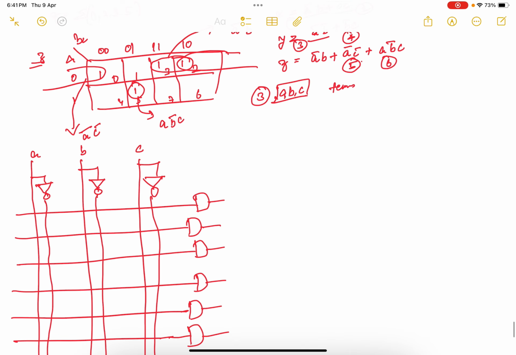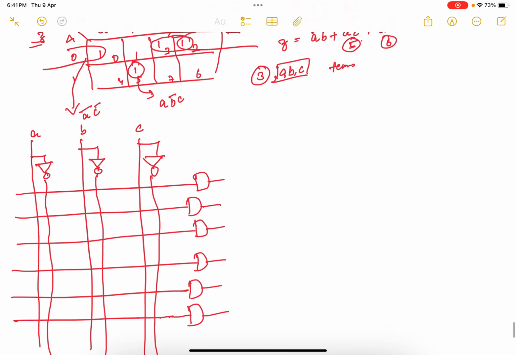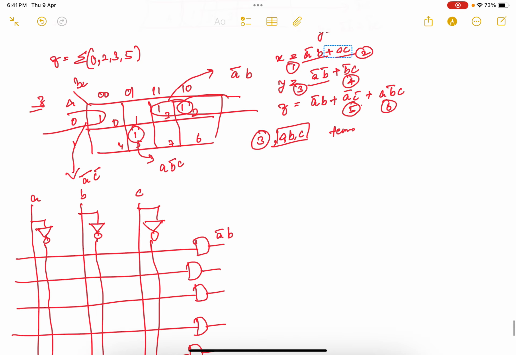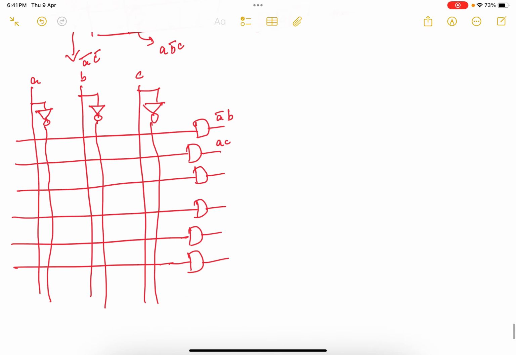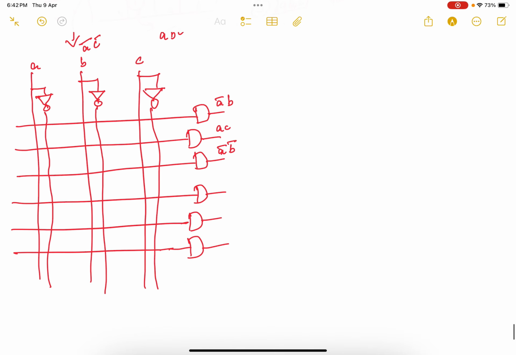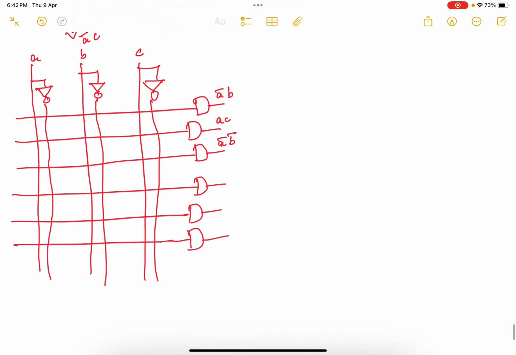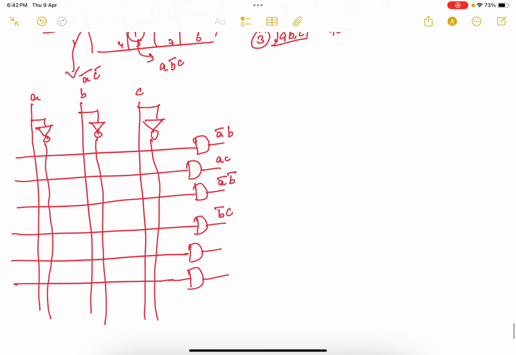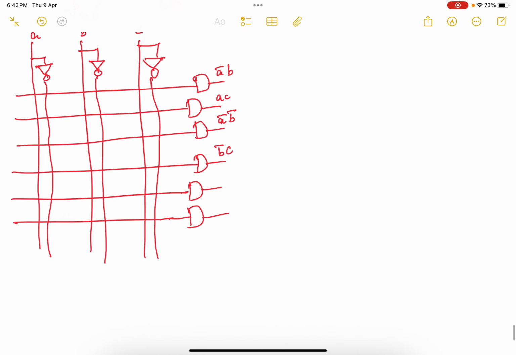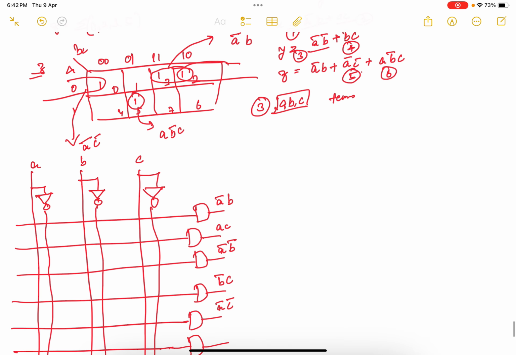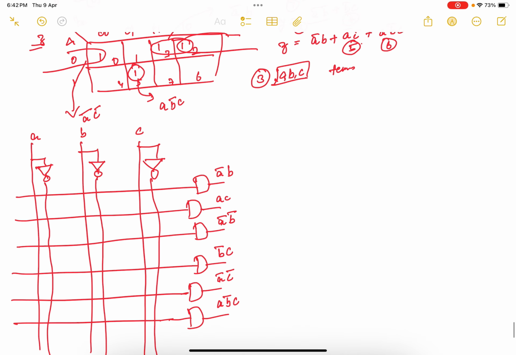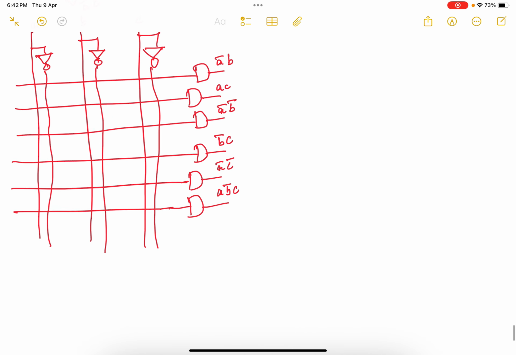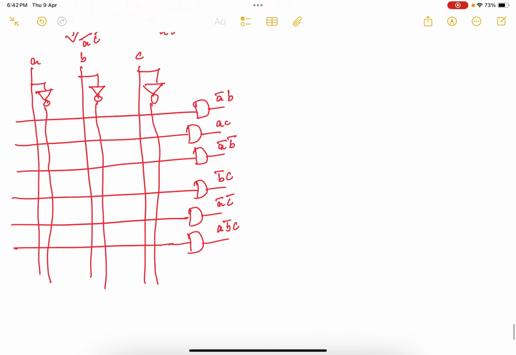And what is the output for your AND gate? First term is A bar B. Second term is AC, and third term is A bar B bar. Fourth term is B bar C. Fifth term is A bar C bar. And sixth term is A B bar C. Clear?